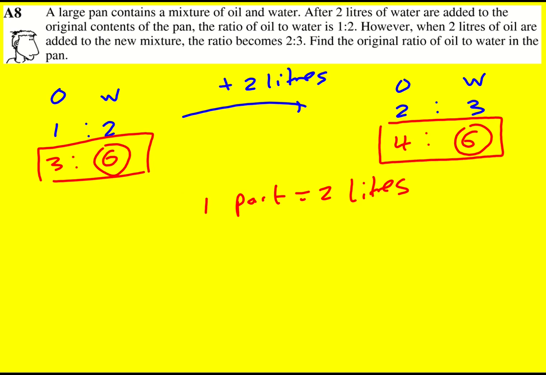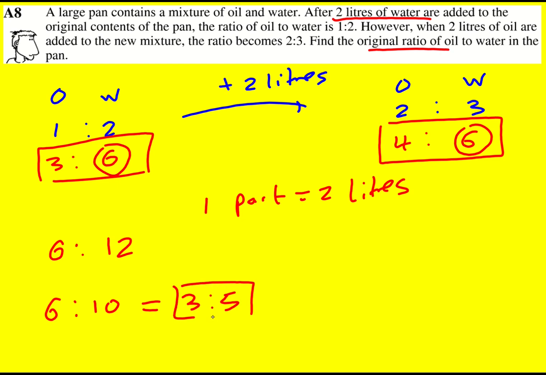So before I added the oil, I would have had 6 to 12. And this is the exact amount now, 6 liters of oil and 12 liters of water. So if I then just backtrack and take away 2 liters of water, then we'll be back to 6 to 10. And again, this is the exact amount, but the ratio will then simplify to 3 to 5.